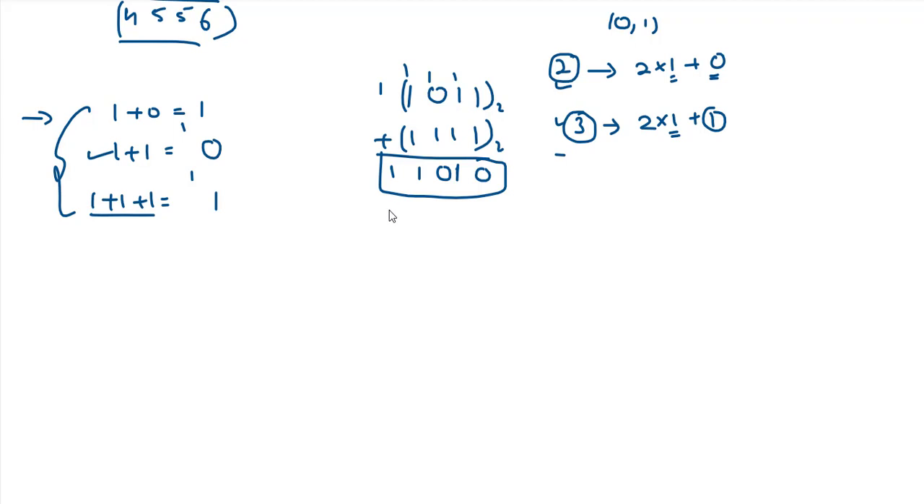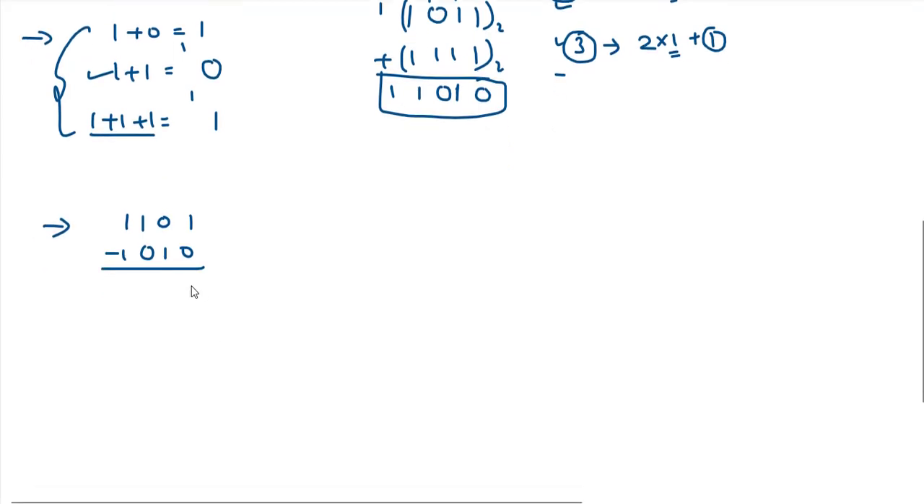Now let us see how we subtract numbers in the binary system. Let us take this example: 1101 minus 1010. This is in base 2. So 1 minus 0 is straight away 1. From 0 we have to subtract 1, which is not possible, so we'll take a carry. This will become 0 and since it is in base 2, the carry over part will be 2. So 2 plus 0 is 2. 2 minus 1 will be 1. Then 0 minus 0 is 0. 1 minus 1 is 0. So this is the result of this subtraction.